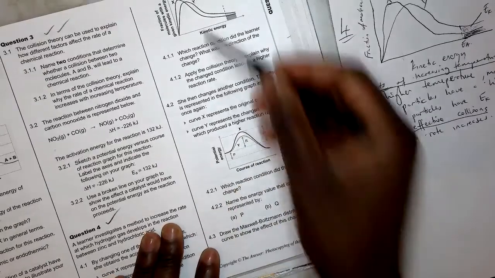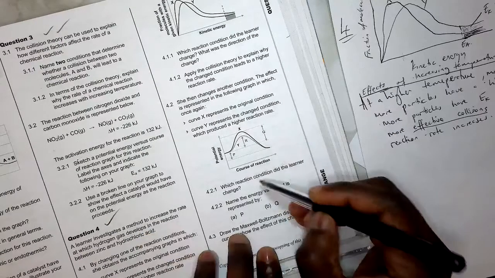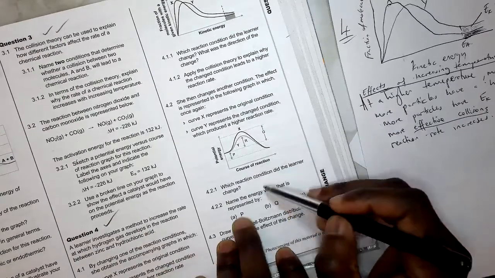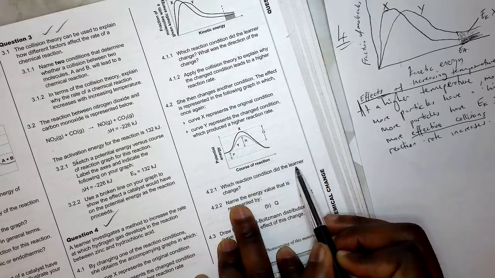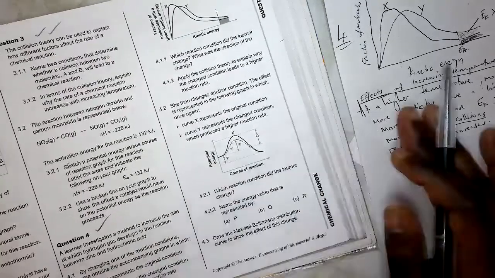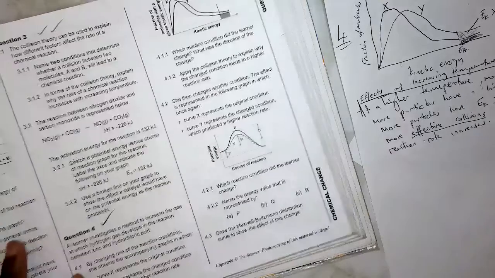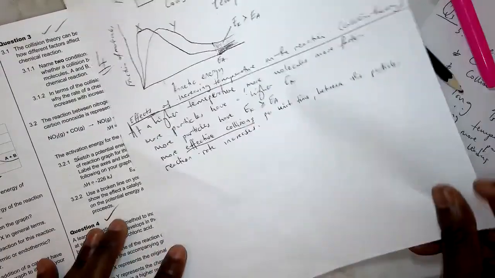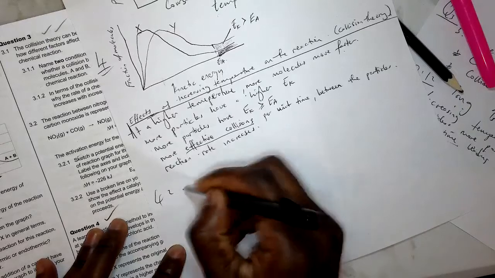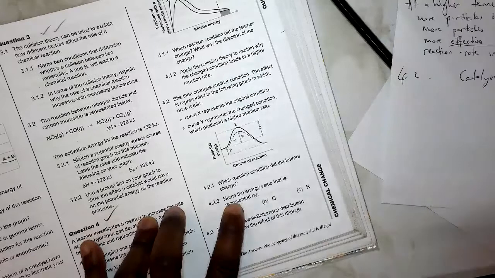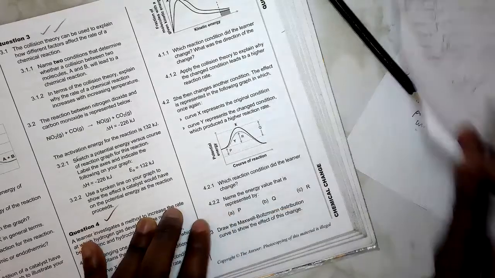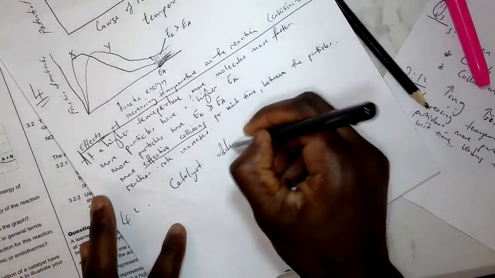So these are the graphs that you must look at and understand, in preparation for your exams. Now, which reaction condition did the learner change? In this case, we know that it's a catalyst, okay? So 4.2 is a catalyst here. Now here, catalyst added, okay? Catalyst added. So here it was added.